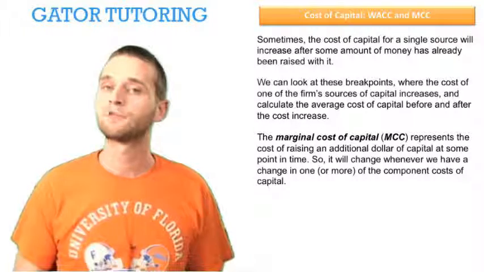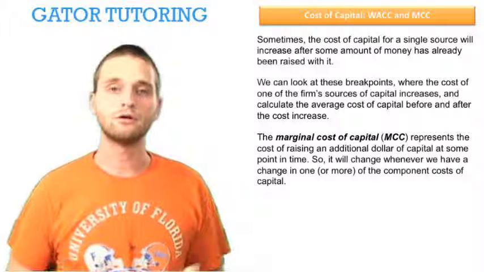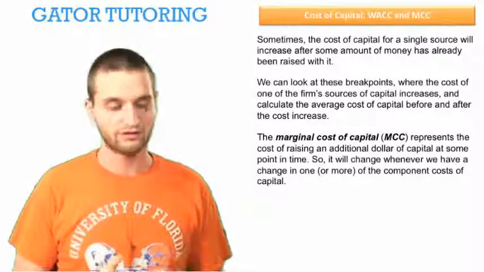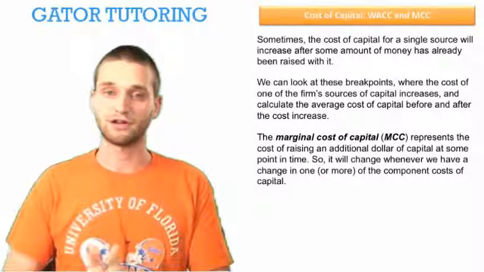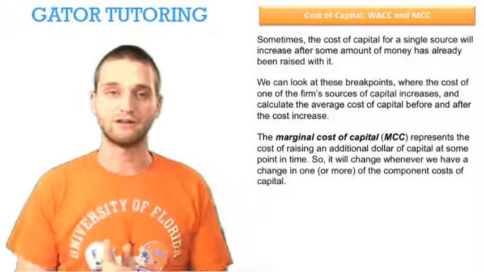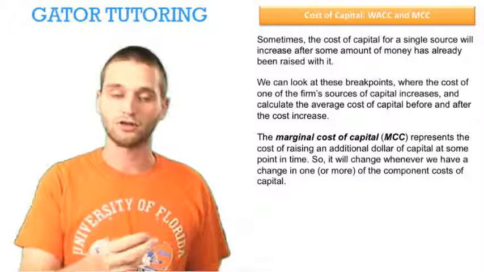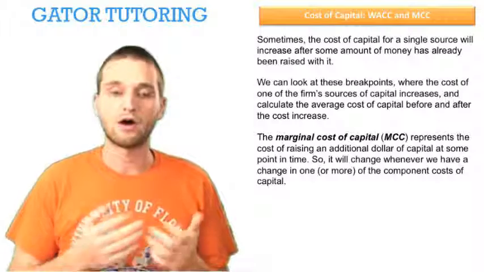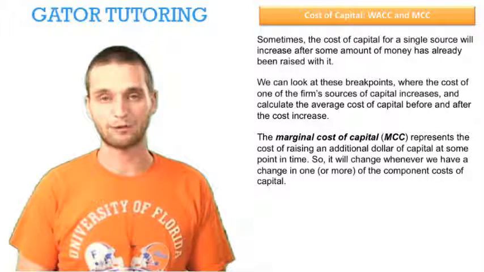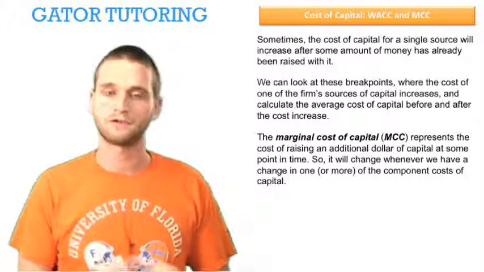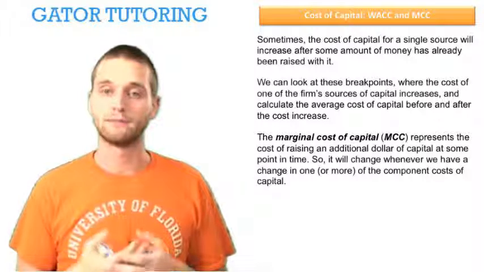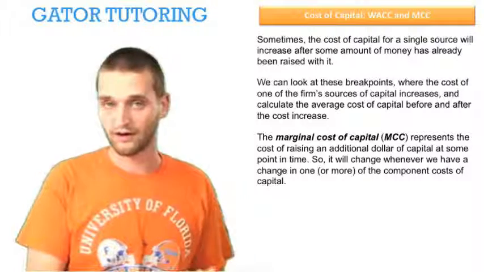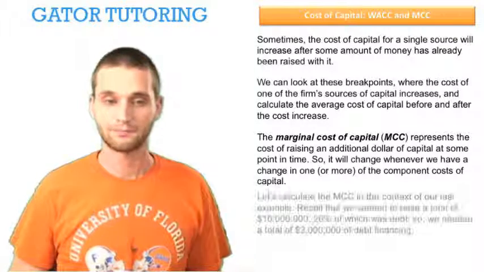So, it will change whenever we have a change in one or more of the component costs of capital. So in our first example, we had no limitations on dollar amounts that we could raise using any one of the three sources, the debt, the preferred stock, or the retained earnings. And so since we had to raise $10 million, it was irrelevant. The marginal cost of capital, the cost of raising one more dollar, would have always equaled the weighted average cost of capital because none of those sources increased. But now we're going to look at an example where one of them does increase, and we'll calculate the marginal cost of capital before that cost increase and after that cost increase.